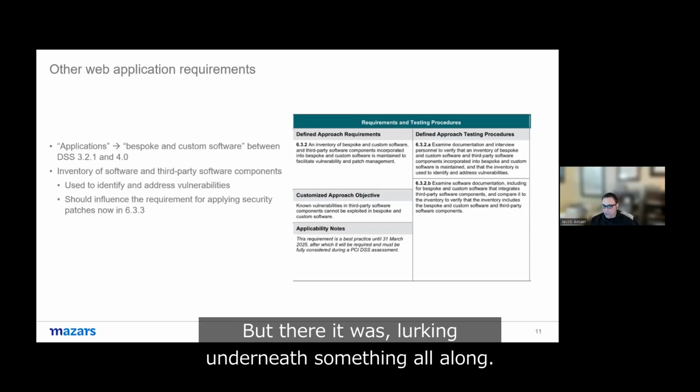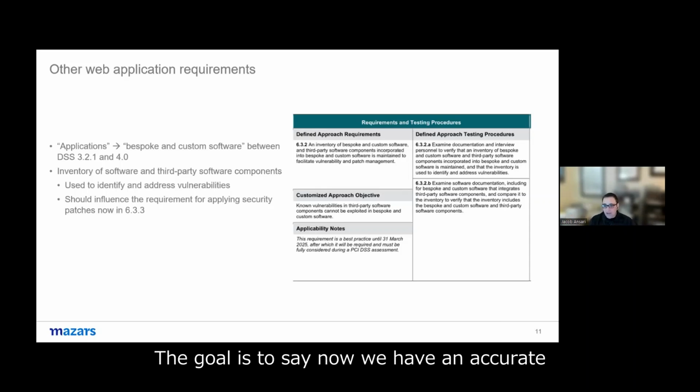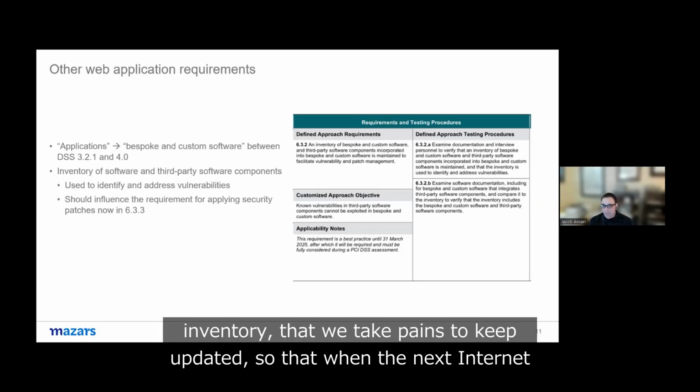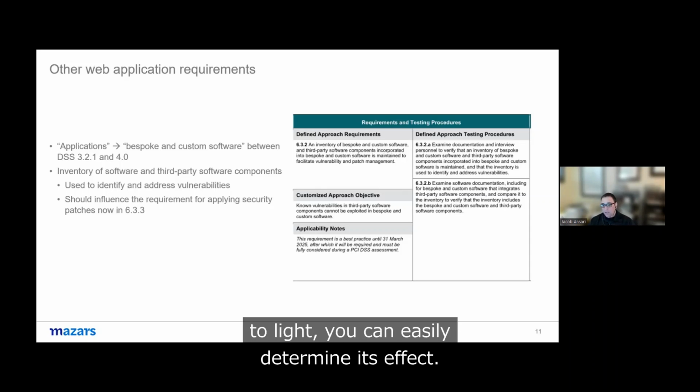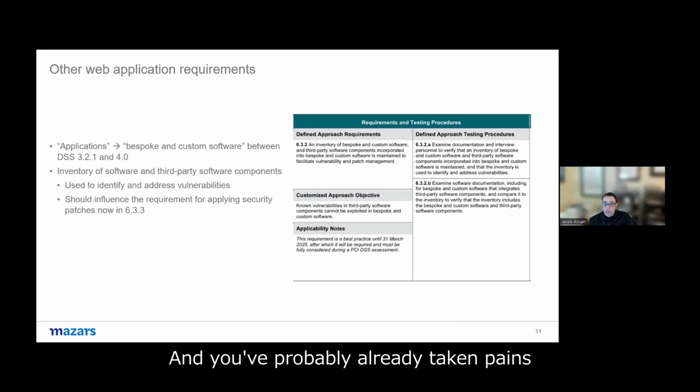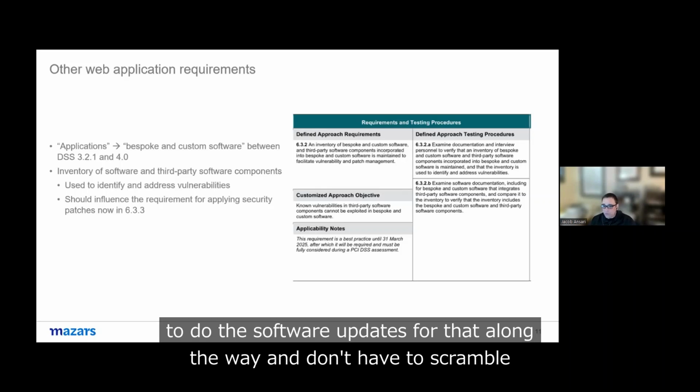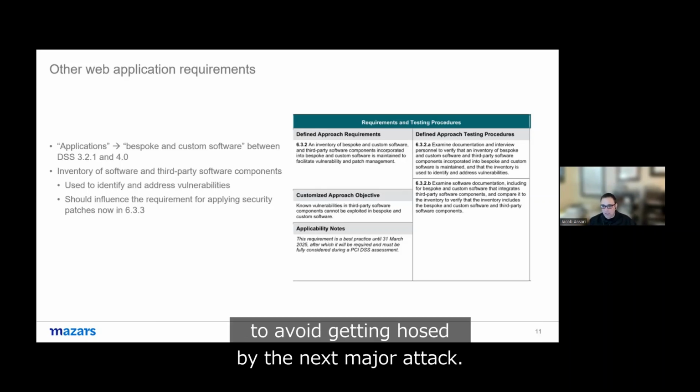But there it was, lurking underneath something all along, right? The goal is to say, now we have an accurate inventory that we take pains to keep updated, so that when the next internet-melting security vulnerability in some previously unheard of web component comes to light, you can easily determine its effect. And you've probably already taken pains to do the software updates for that along the way, and don't have to scramble to avoid getting hosed by the next major attack.